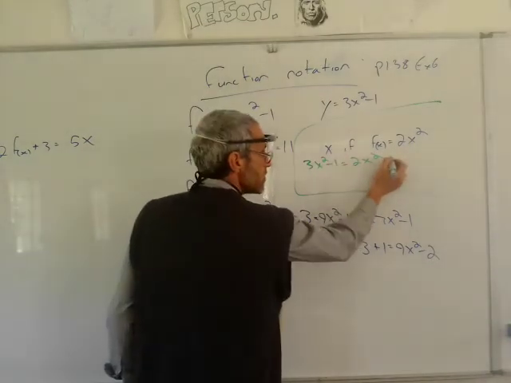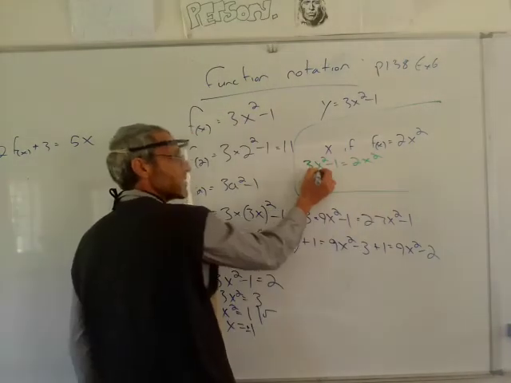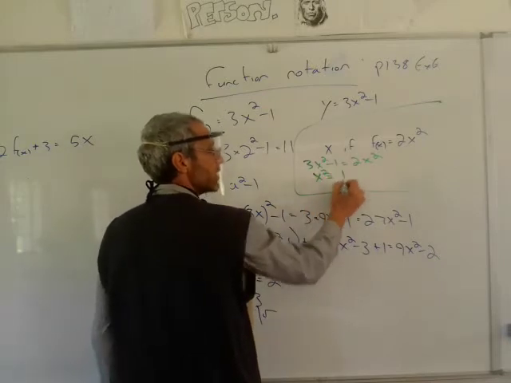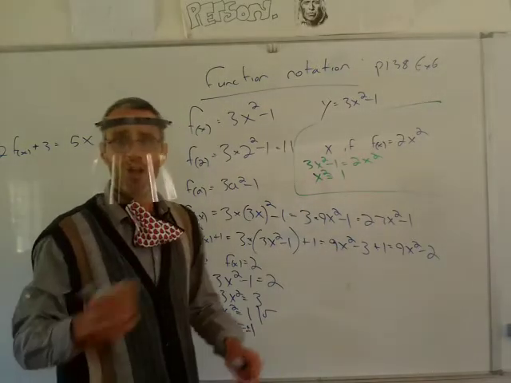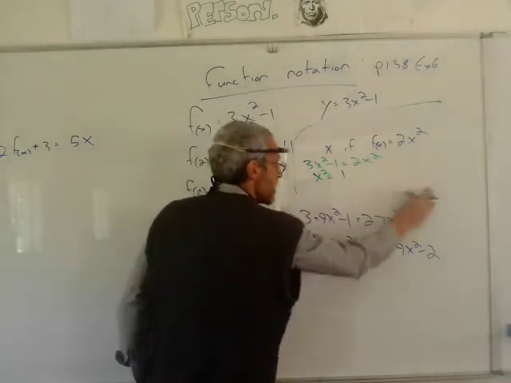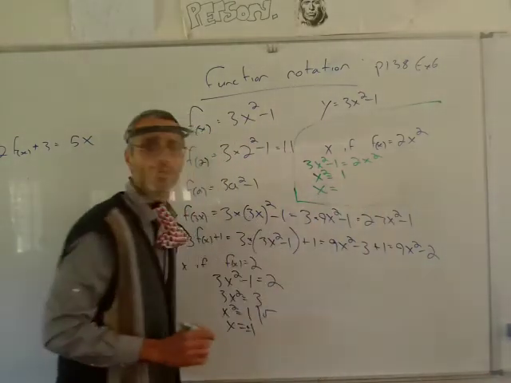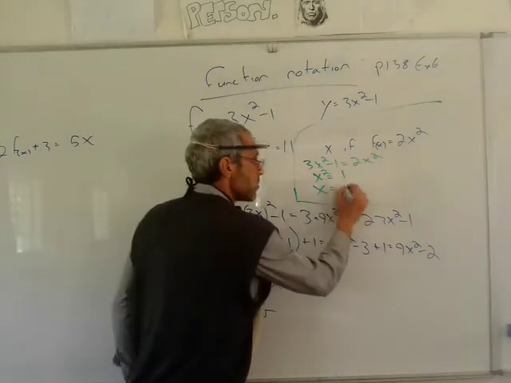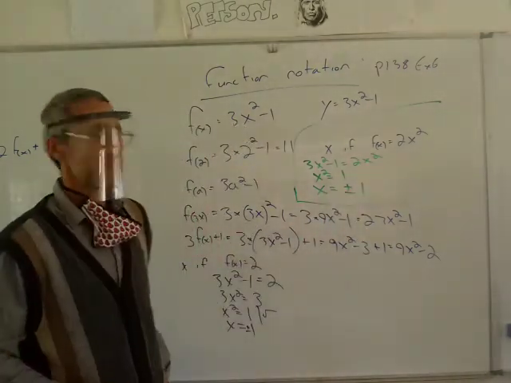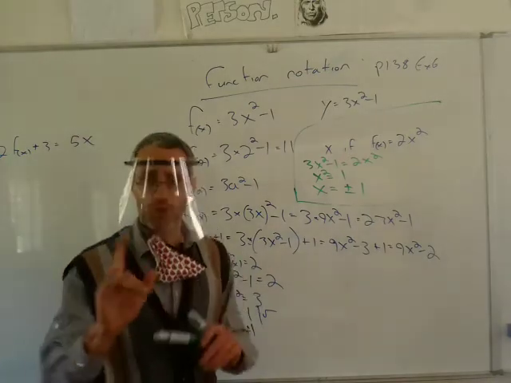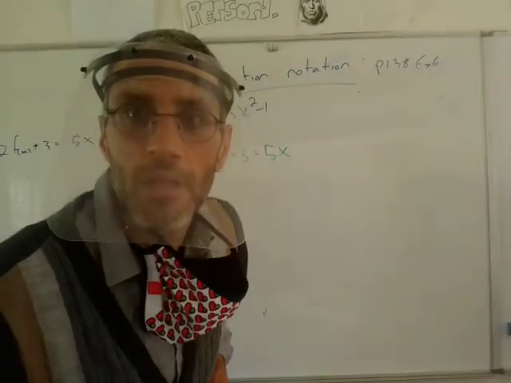We're going to move the 1 to this side. We're going to move the 2x squared to this side. What we will get is x squared equals 1. Again, the answers, we've done that. It's the same answer, isn't it? What will x be equal to? Plus minus 1. We alright with that? Okay. I'm just going to pause here for a minute.